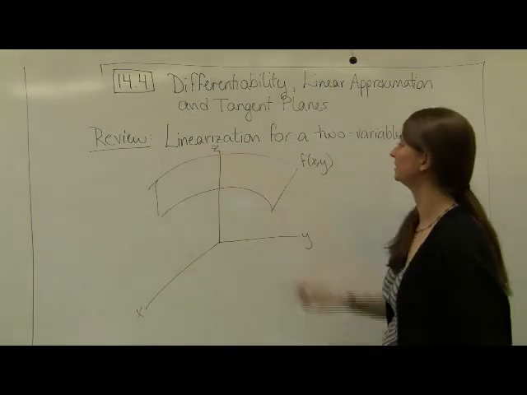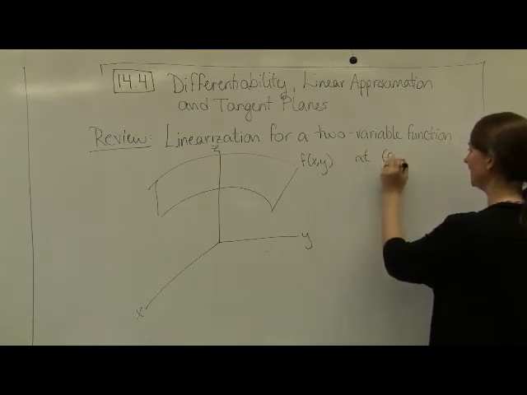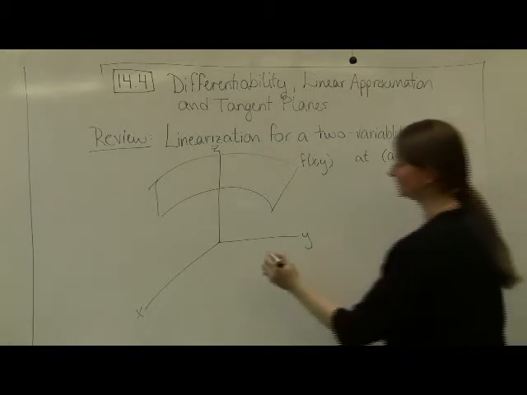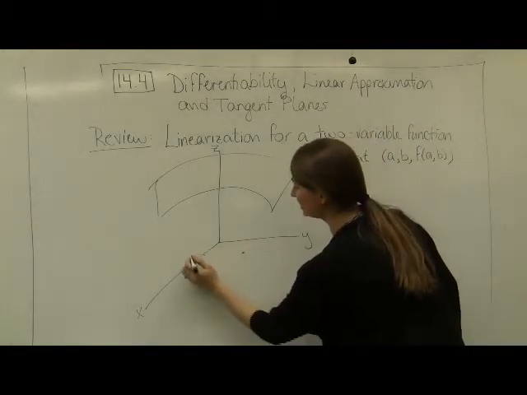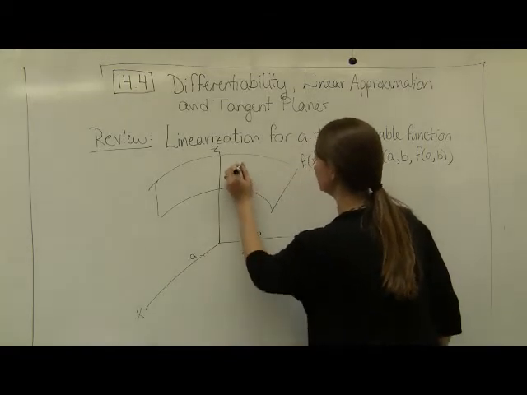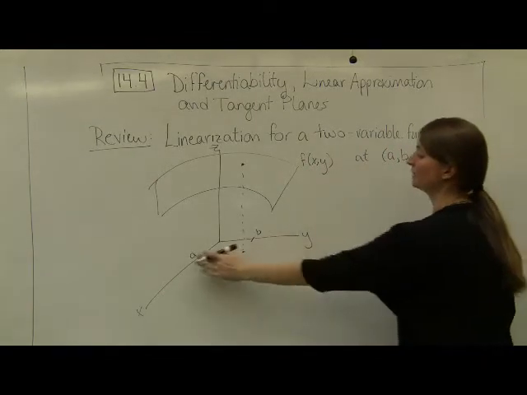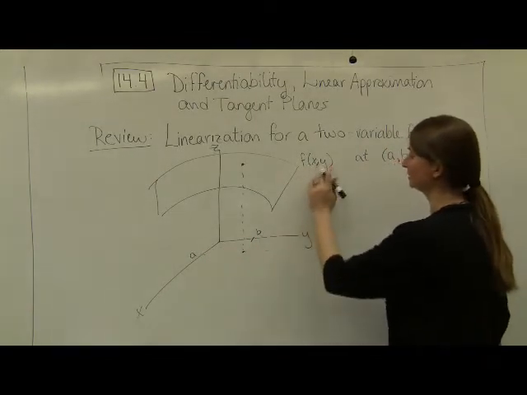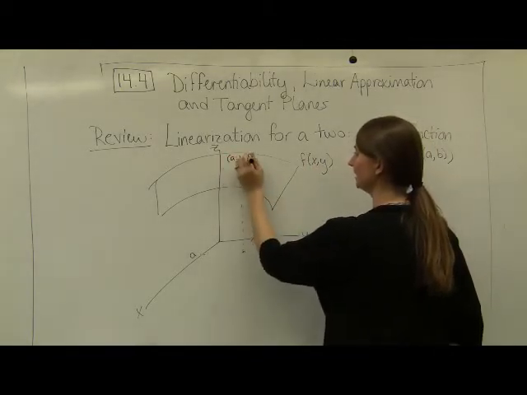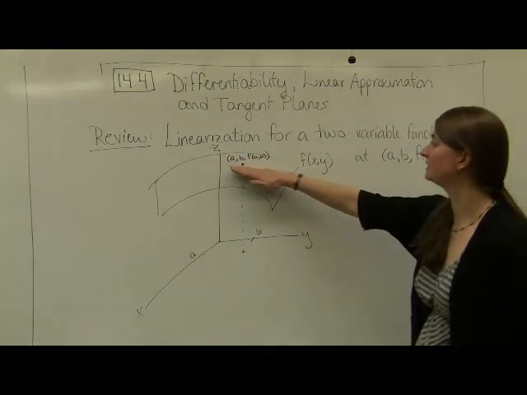And I'm going to talk about the linearization at the point A, B, f of AB. Because if I fix my x equal to A and my y equal to B, it means that the point in 3 space is going to have a z-coordinate given by my functional value, where my x is equal to A and my y is equal to B. So this point in 3-dimensional space is labeled A, B, f of AB. So I have a point.